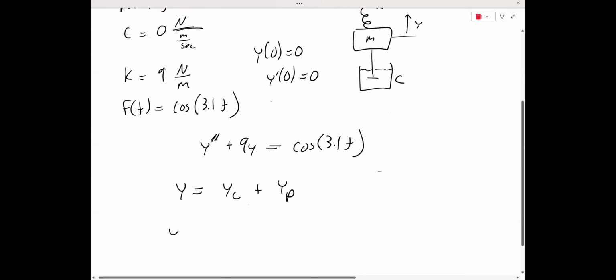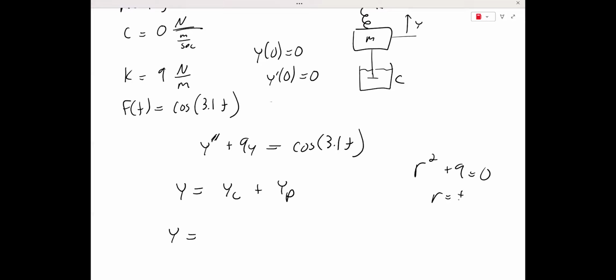Okay, so we get y equals... now, for the y sub c, if you go through it off on the side here, you get r squared plus 9 equals 0. So then you get r equals plus or minus 3i if you go through the quadratic formula. Okay, so what about this part right here, the complementary solution, where this is 0 over here?